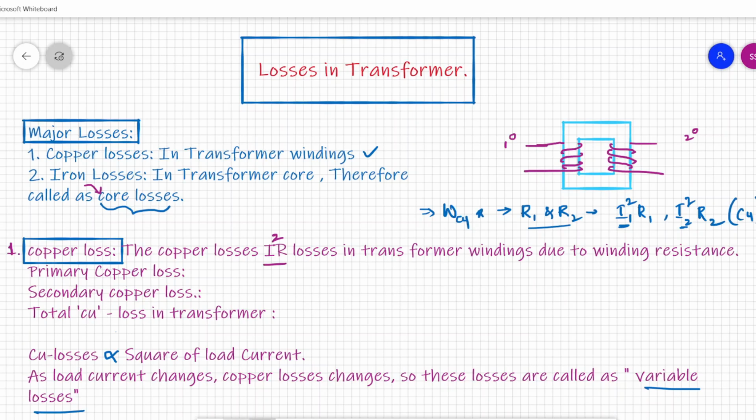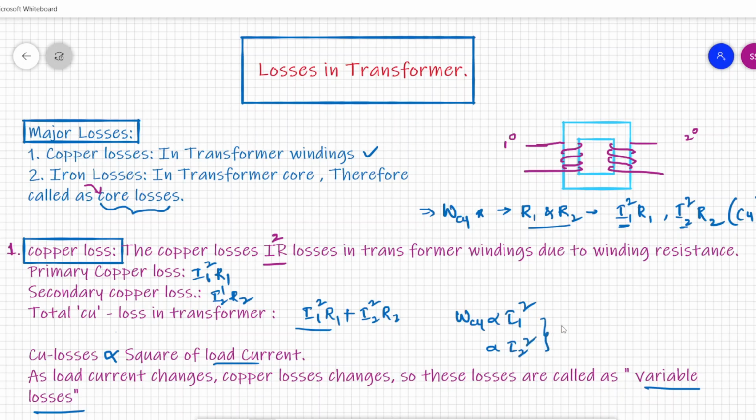Here we have two windings, primary winding and secondary winding. The copper loss in the primary is called primary copper loss, that is I1 square R1, and the copper loss in the secondary is I2 square R2. So the total copper loss in a transformer is I1 square R1 plus I2 square R2. Now, copper losses are proportional to the square of the load current. Here you can see copper loss is proportional to I1 square or I2 square.